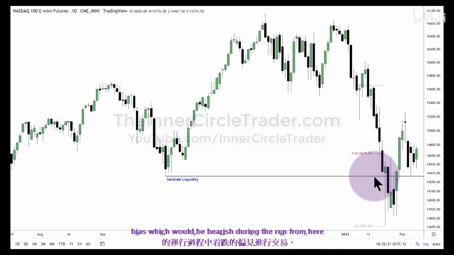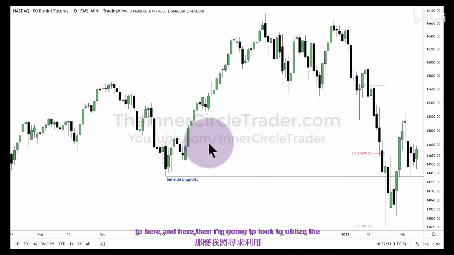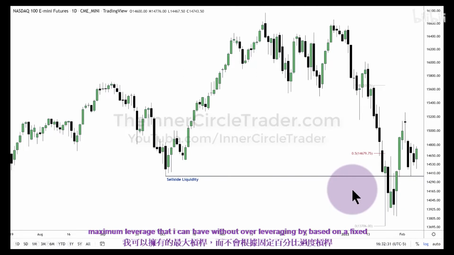So if I'm trading with the bias, which would be bearish during the run from here to here and here, then I'm going to look to utilize the maximum leverage that I can have without over leveraging based on a fixed percentage basis. Like I like 3.5%. I'm not telling you to use 3.5%.